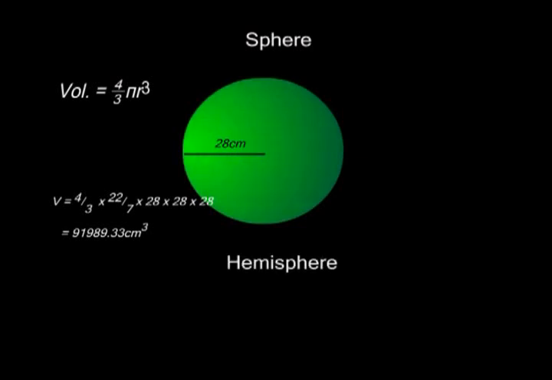The volume of a hemisphere is given by half the volume of a sphere. That is 2 over 3 pi r cubed.